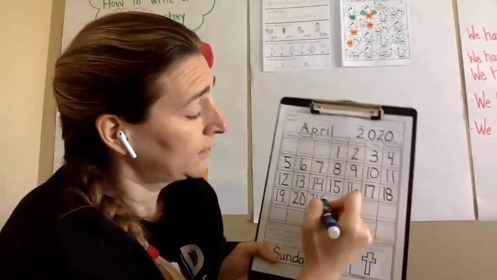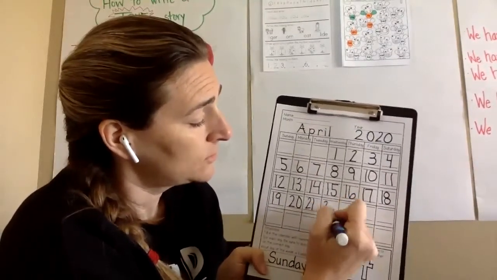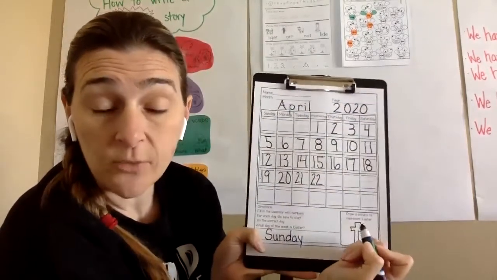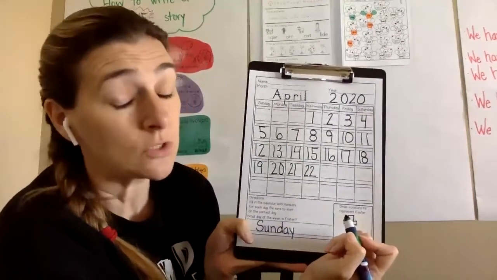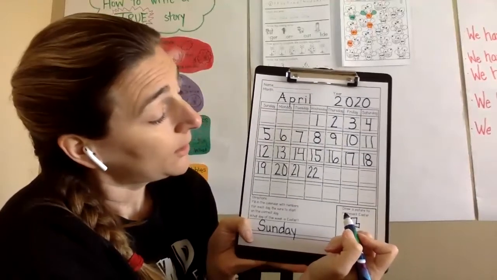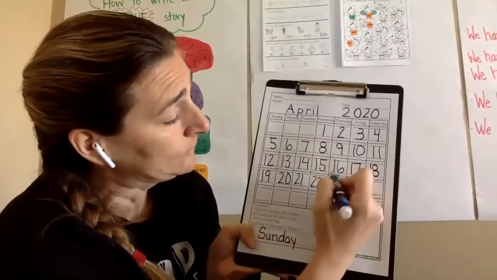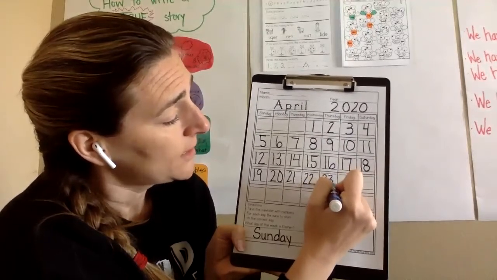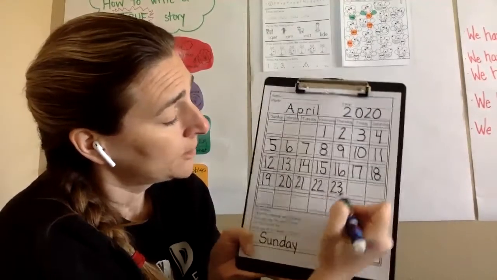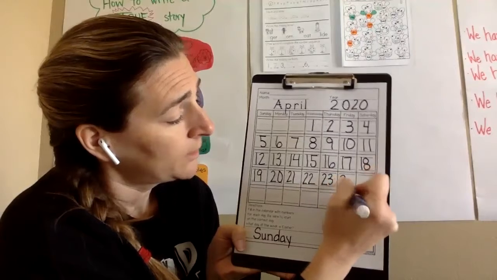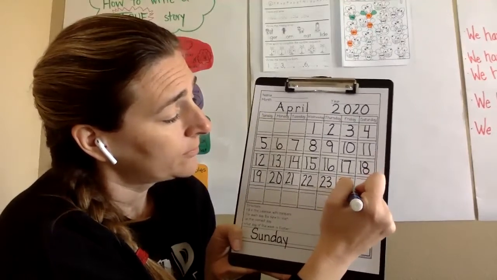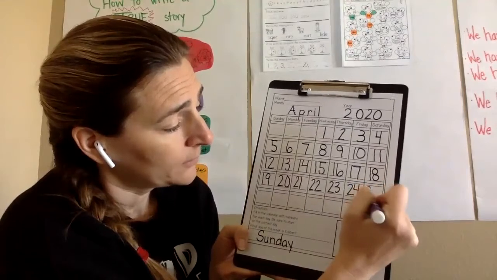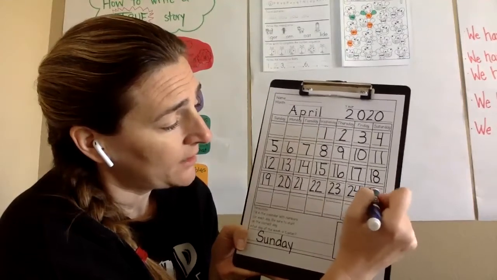Okay, and then 22. And remember, when we're doing the things in the 20s, we have to make sure our 2s come first. Okay, so we have 22, 23, 24, 25.